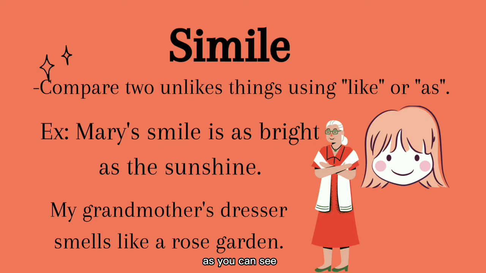As you can see, instead of just saying Mary's smile is bright, it makes it more appealing by comparing it to another thing or object. Another example, my grandmother's dresser smells like a rose garden. This is also an example of simile because again it compares two different things, grandmother's dresser and a rose garden. Using the word like, it makes it more interesting than just saying my grandmother's dresser smells good.